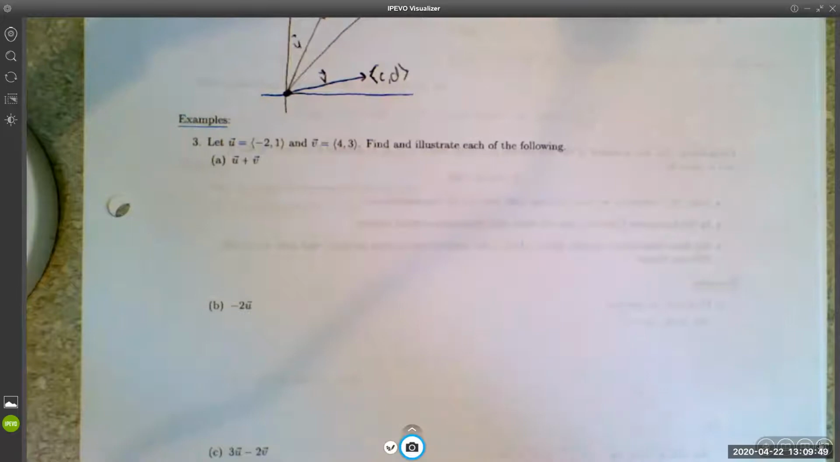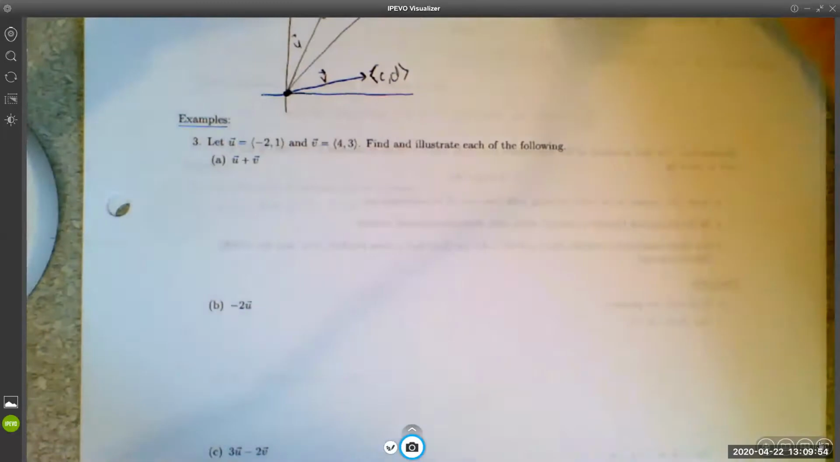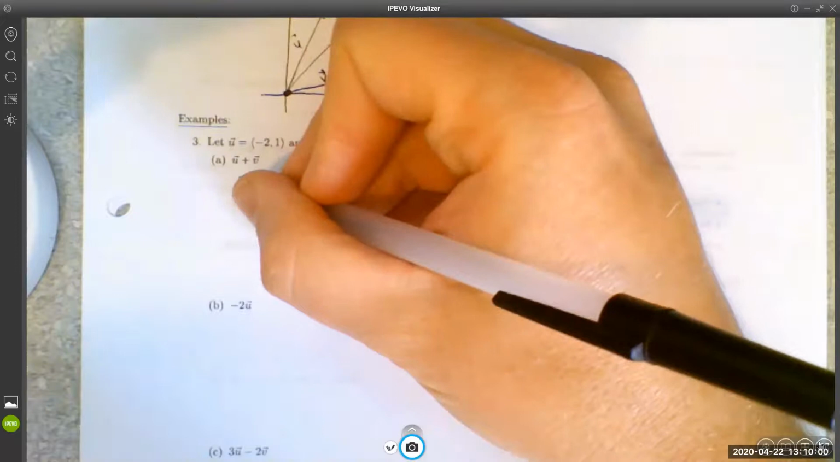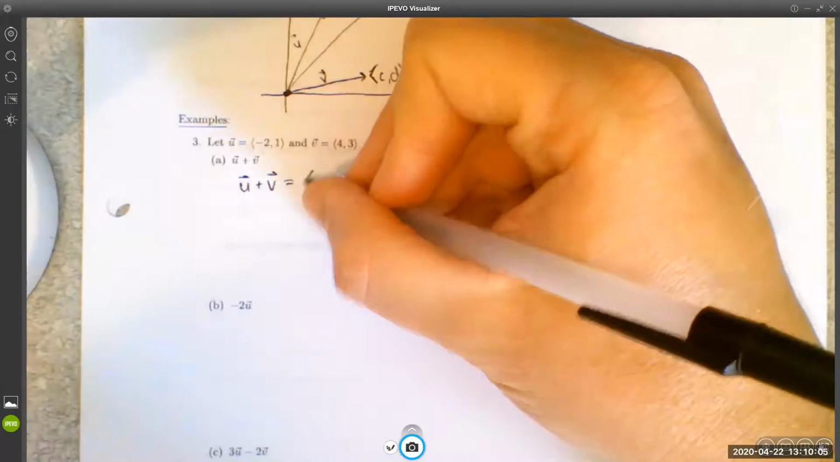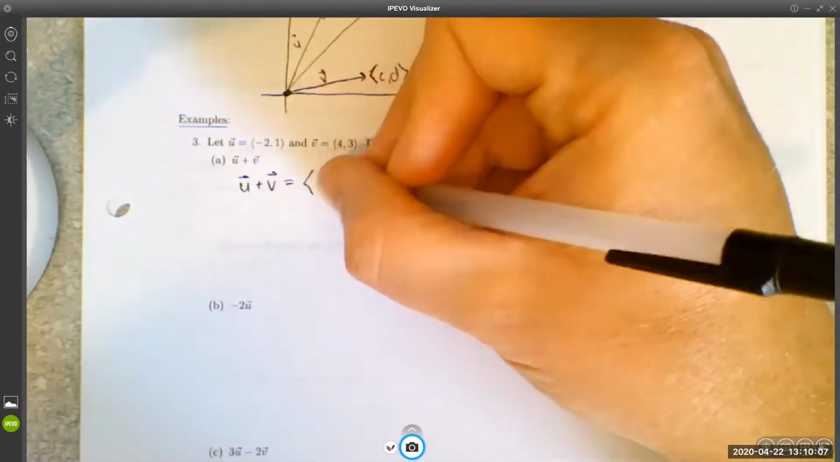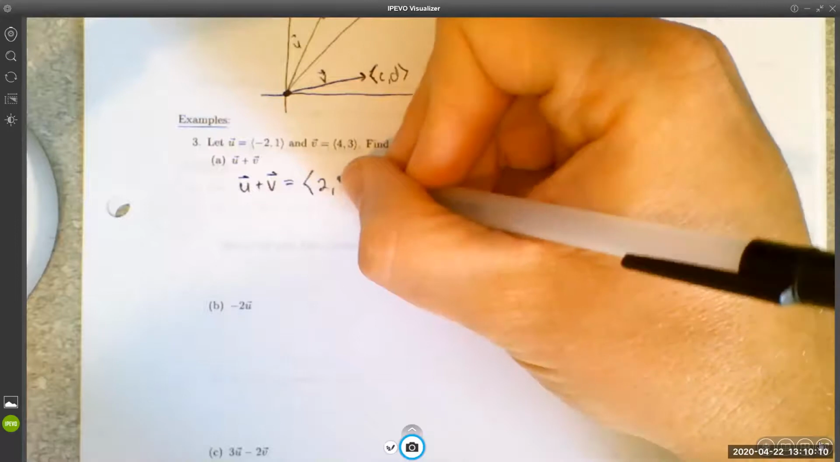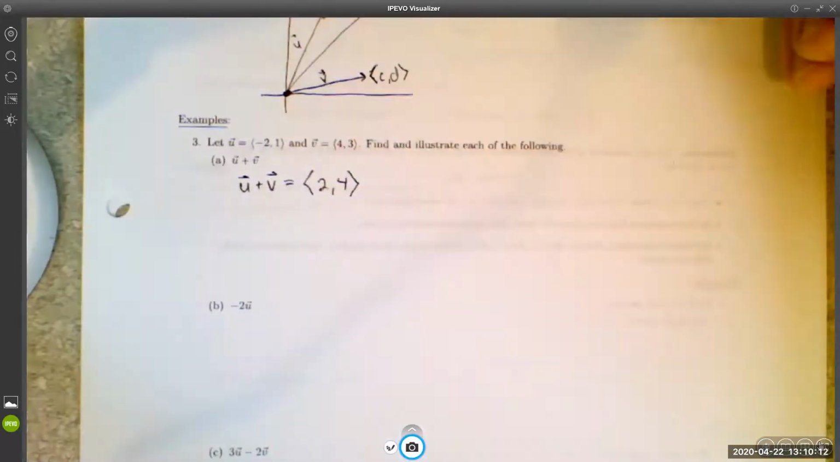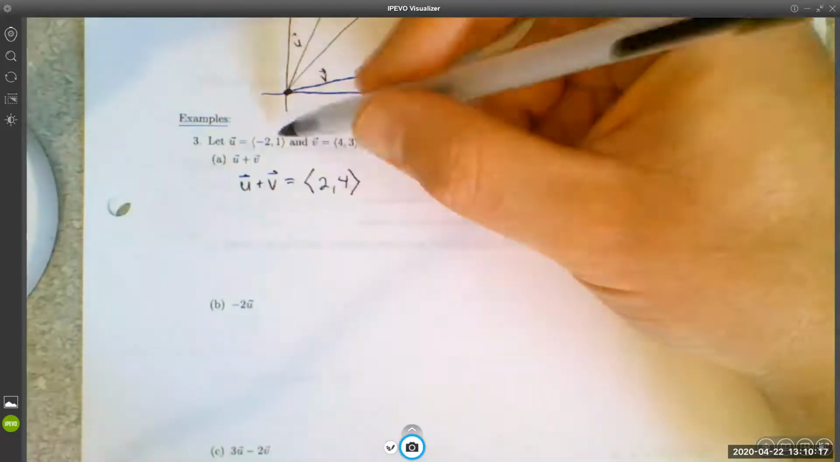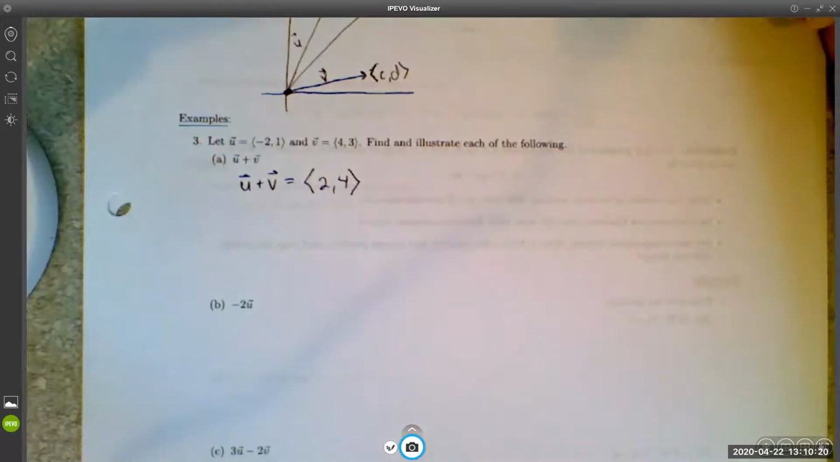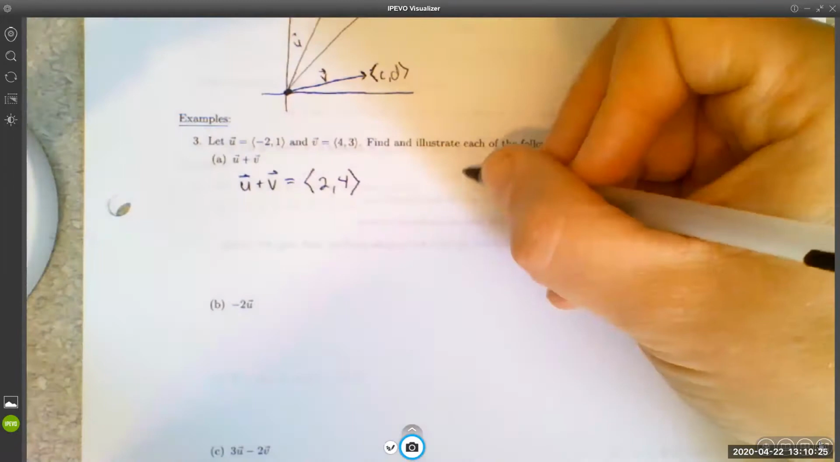So go ahead and pause the video. I'm going to work out my solution now. So u plus v, first of all, is going to be -2 plus 4, comma 1 plus 3. Right? -2 plus 4 is 2, 1 plus 3 is 4. So that's not terrible. Oh, do I really need to draw this? I guess I will.